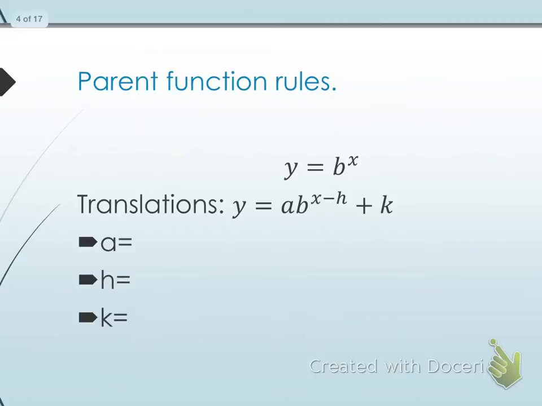Okay, so when we're talking about the parent function, it always looks like this. Okay, b sometimes could be 2, it could be 3. That's kind of what we were working with in our last ones. Okay, so my shifting occurs when there's something in front of that b, when there's something with my exponent, or when there's something outside here. Okay, so a will be my stretching and compressing. Okay, so if it's bigger than 1, it will stretch it.